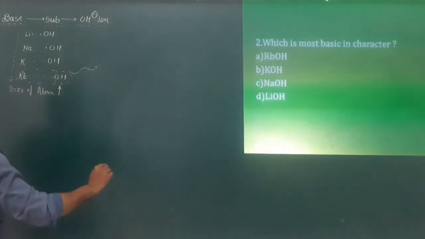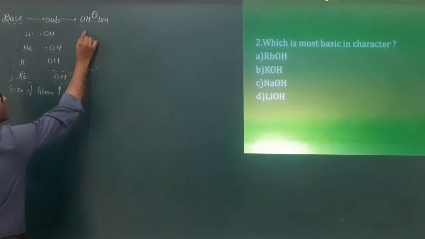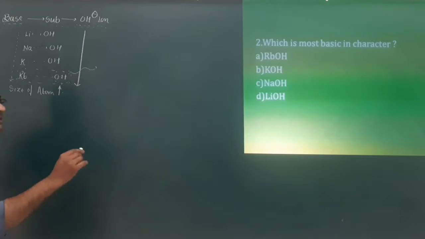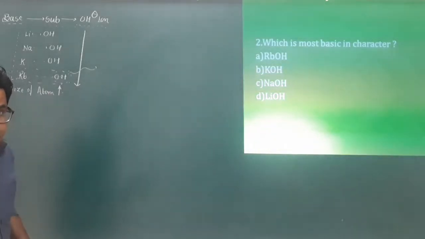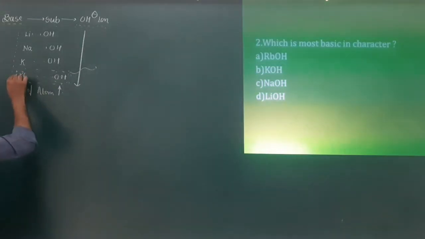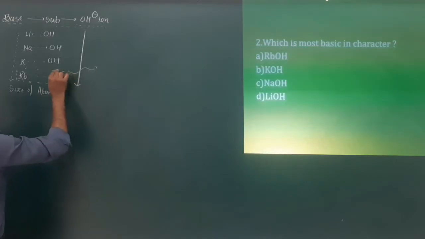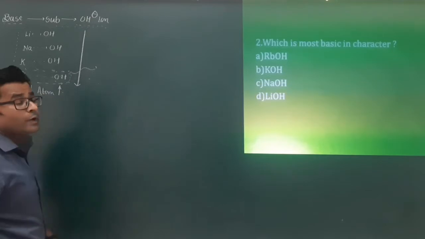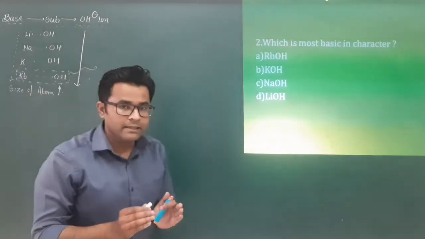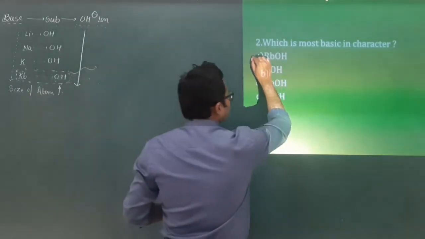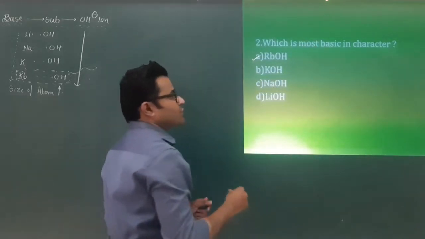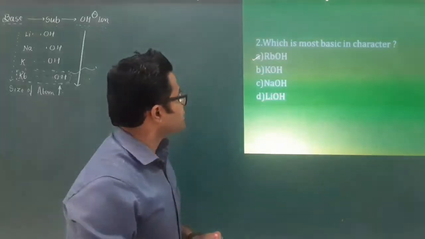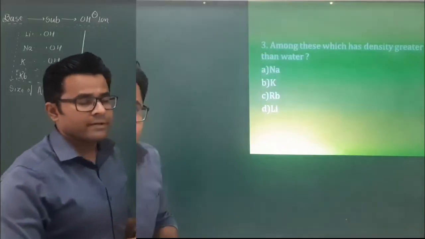So in this case, as we travel from top to bottom, the basic strength goes on increasing. That means we have rubidium hydroxide, which is more basic in nature. So therefore, our answer over here is A, that is rubidium hydroxide. Okay, so this was for question number 3.